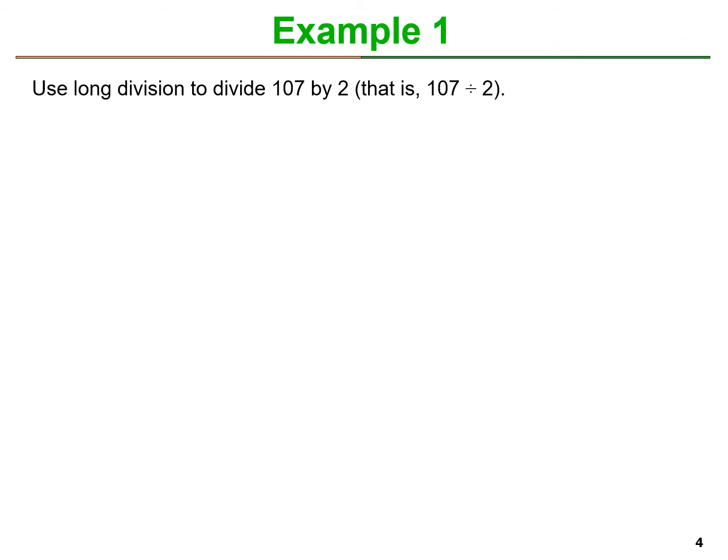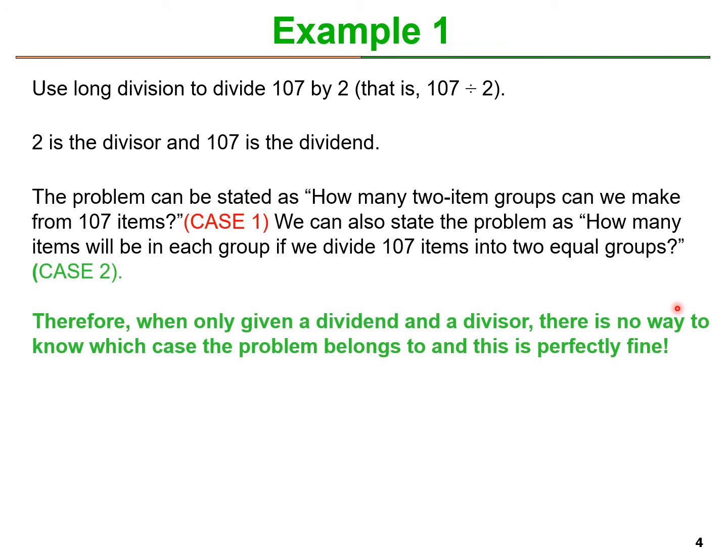Let's work an example. Use long division to divide 107 by 2. That is 107 divided by 2. Remember, this is the division symbol. 2 is the divisor, and 107 is the dividend. The problem can be stated as how many 2-item groups can we make from 107 items? That's case 1. We can also state the problem as how many items will be in each group if we divide 107 total items into 2 equal-sized groups. That's case 2.